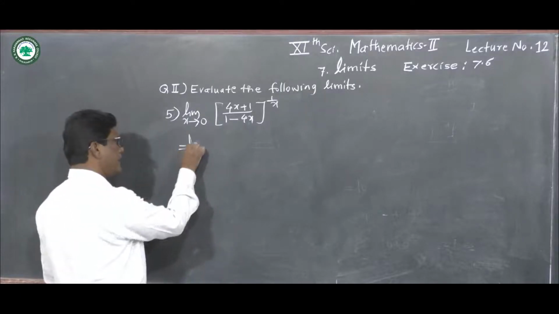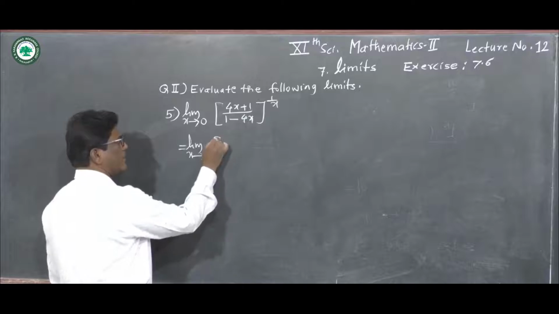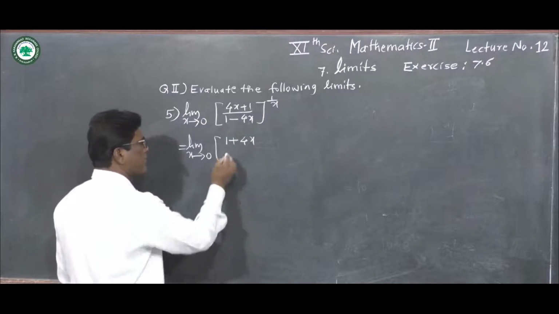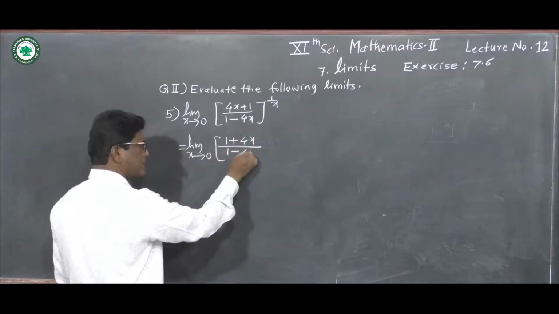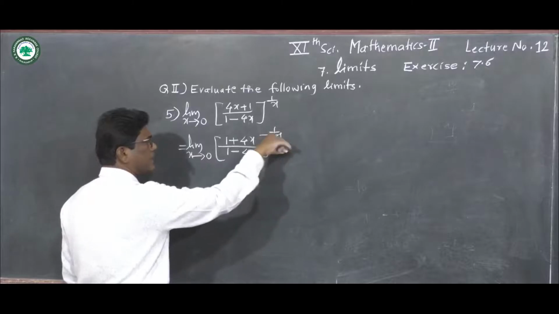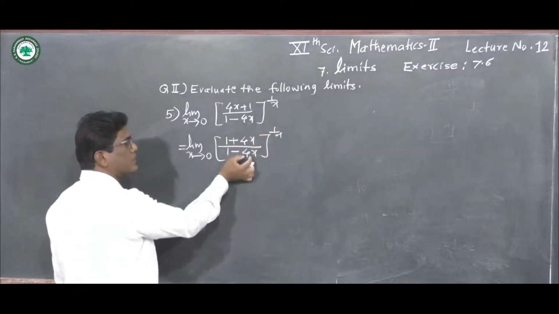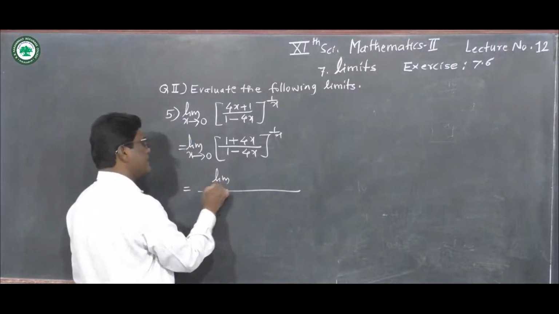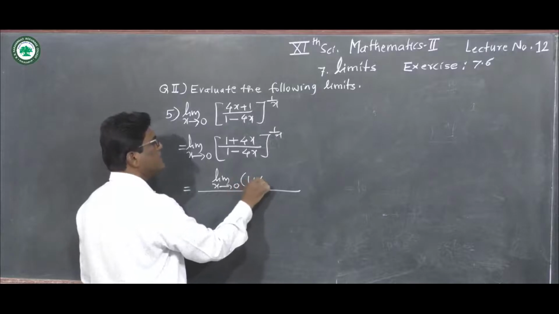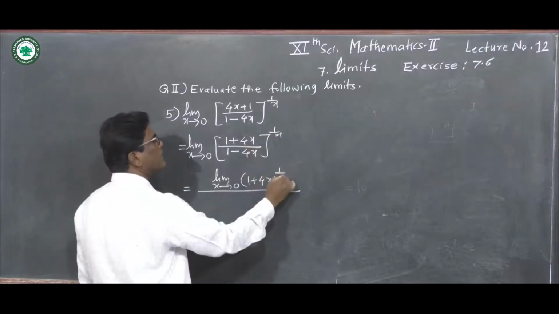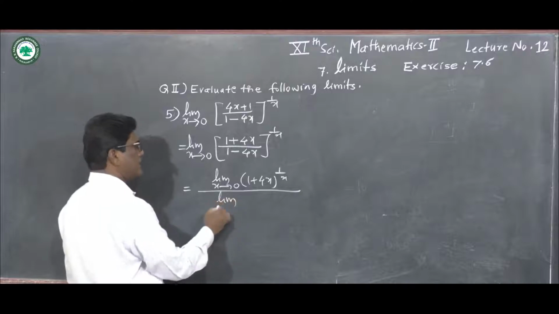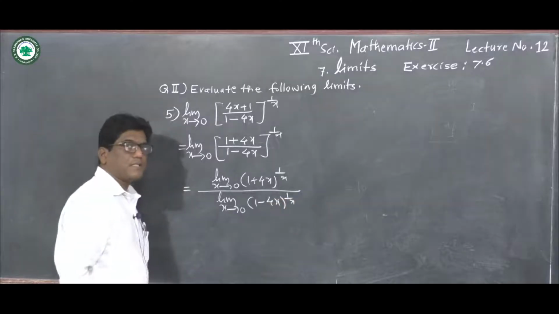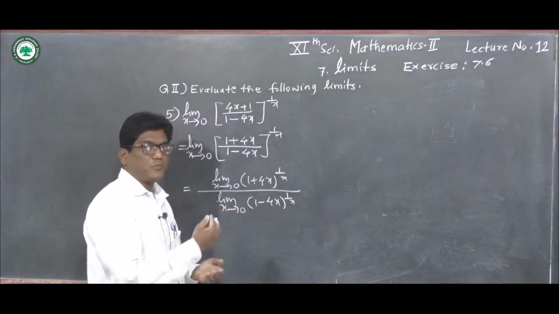So it is equal to the limit as x tends to 0, 1 plus 4x divided by 1 minus 4x, to the power 1 upon x. Now separate the power 1 upon x to the numerator and denominator with the limit. So this is equal to the limit as x tends to 0 of 1 plus 4x to the power 1 upon x, and also the limit as x tends to 0 of 1 minus 4x to the power 1 upon x. With power 1 upon x, we know which formula we have to use.